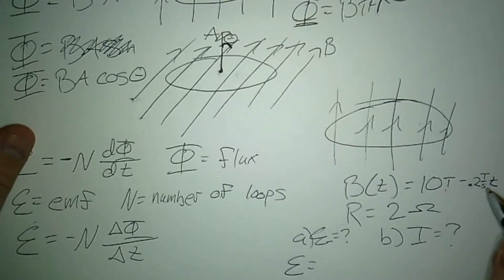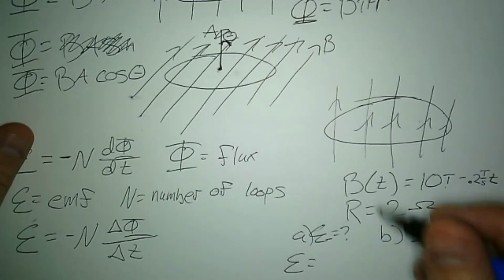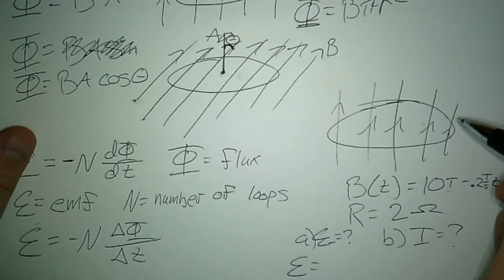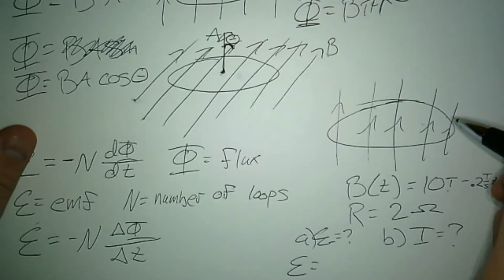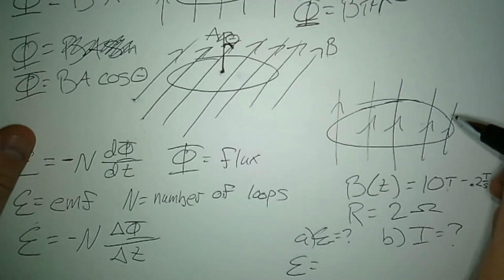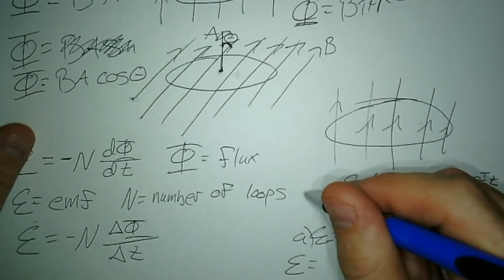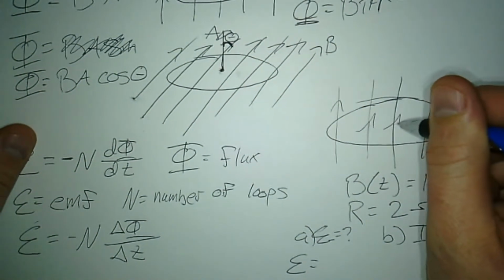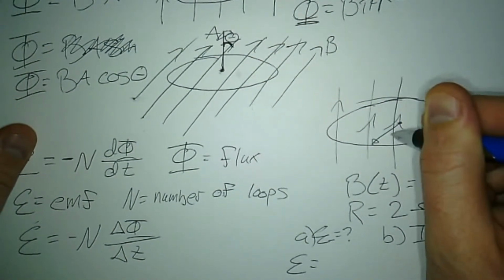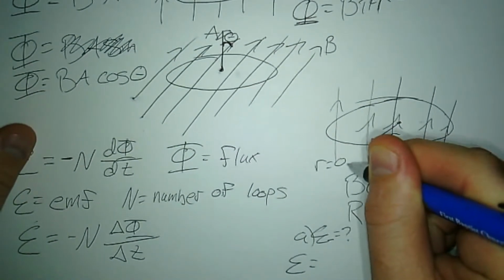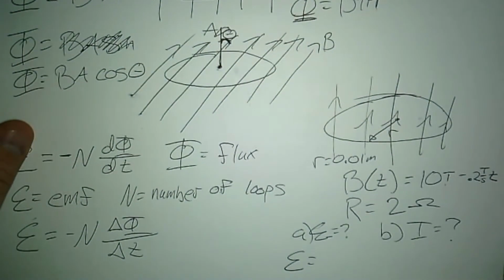Well, I'm sorry, times the area. I didn't write down the area for this. So let's say the radius is, let's say 1 centimeter, so 0.01 meters. Let's draw the radius on here. Little r will be our radius, and little r is going to be 0.01 meters.